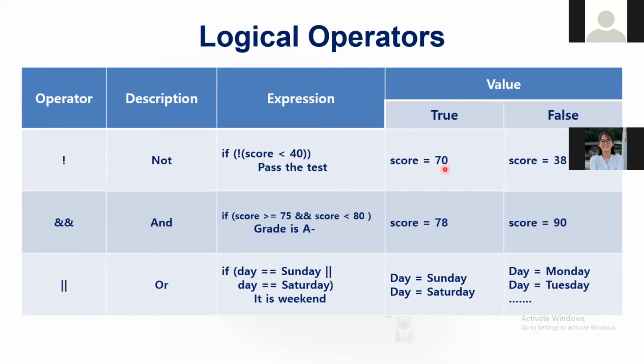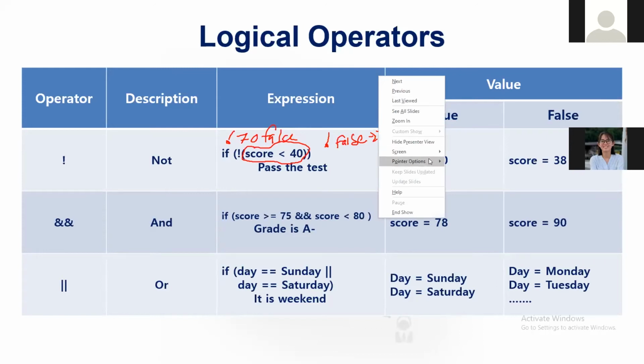So let's say the score here, we have 70. So 70, when you put it over here, is a false condition, right? This one itself, if you put 70, means that it is a false condition. But if you put the exclamation mark over here, the exclamation mark turns false into true. So if a user keys in 70, it's not less than 40, so this is false, but when you put the exclamation mark, the whole condition will be a true condition as well.